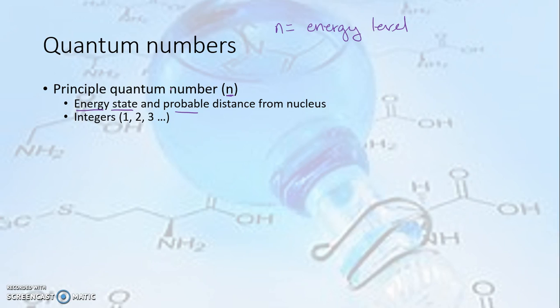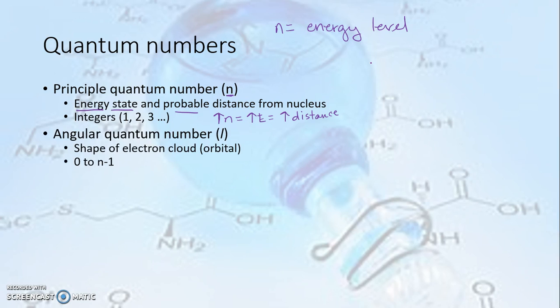Okay, as the principal quantum number n increases, the energy level increases, the amount of energy increases, and it's further from the nucleus. So increase in n, increase in energy, increase in distance from the nucleus.